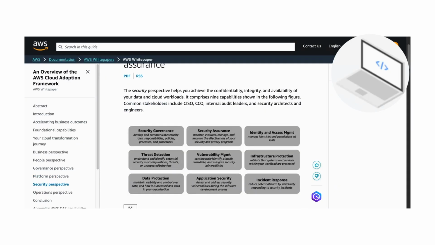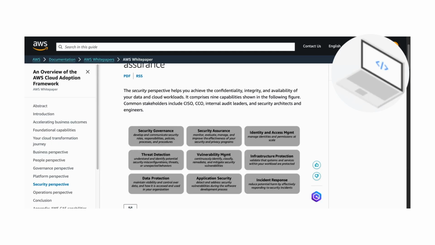The security perspective helps organizations achieve confidentiality, integrity, and availability of their data and workloads in the cloud. It is composed of nine key capabilities, and common stakeholders include the CCO, internal audit leaders, and security architects and engineers. So let's walk through these capabilities.